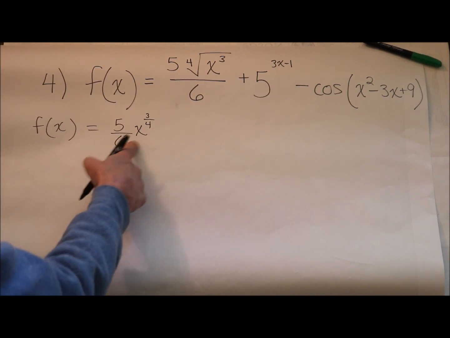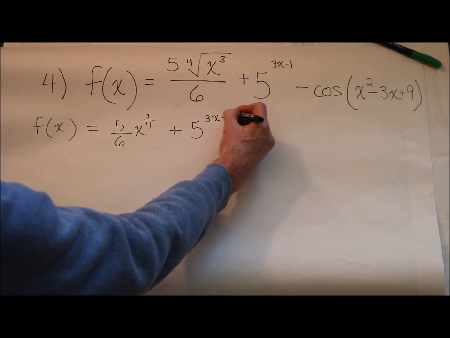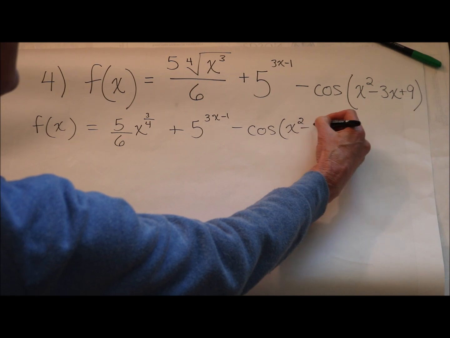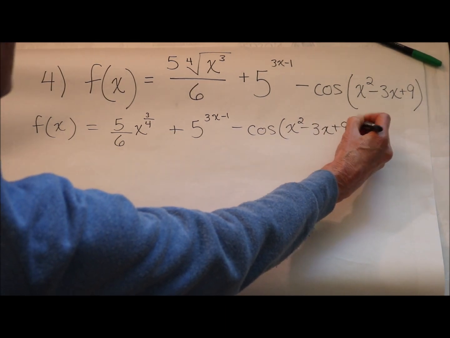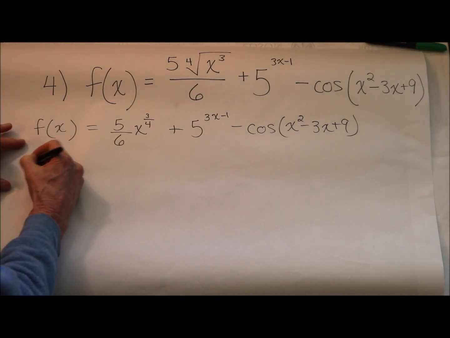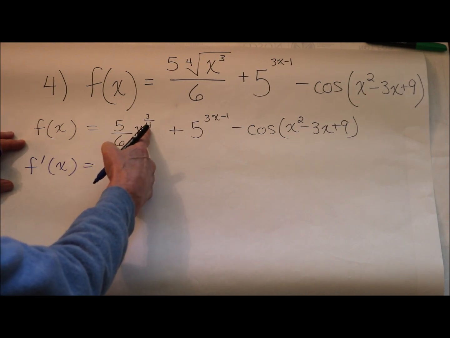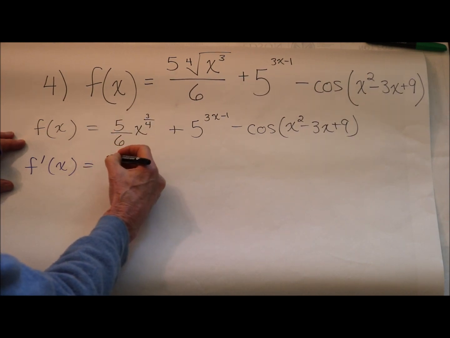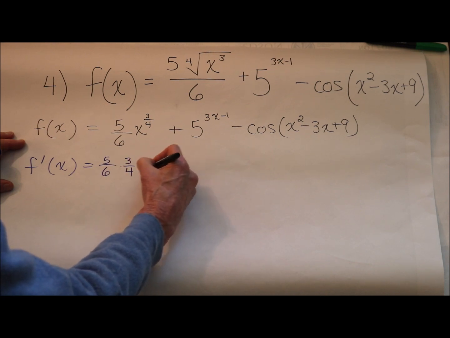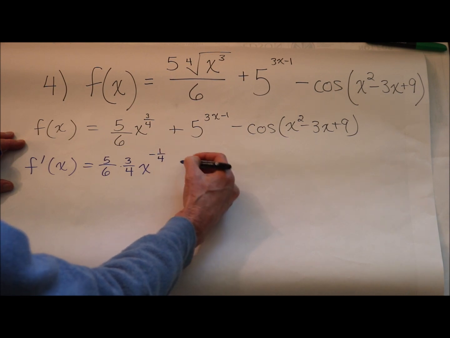Now that's going to be just a power rule situation. Let me just rewrite all the other terms. They are fine as is. And now I'm just going to take the derivative piece by piece. Derivative of f of x is f prime of x. Power rule, 5/6 times 3/4, x to, then I'm subtracting 1 from 3/4, so that will leave me with negative 1/4.